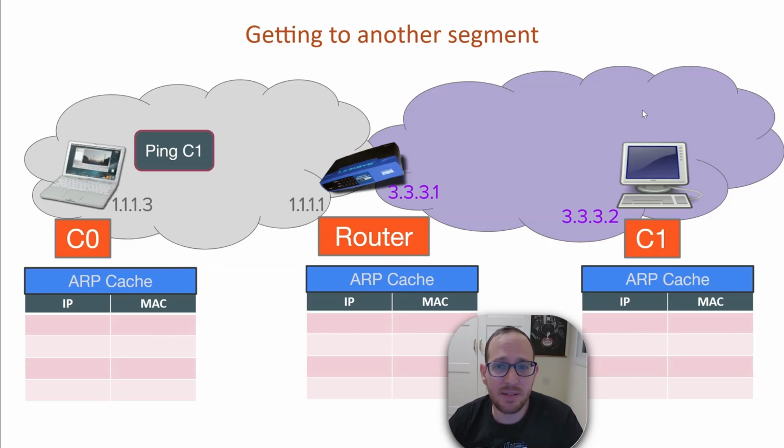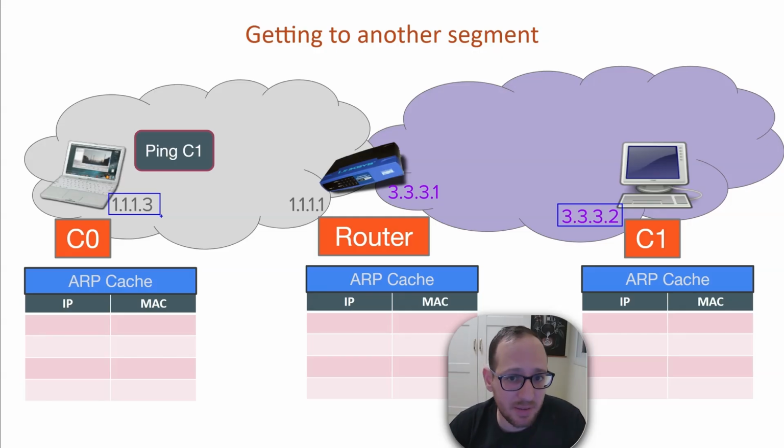And to do that, it asks whether the IP address of C1 resides within the same subnet as C0. The answer is, of course, no. Since it's not the same subnet, the operating system assumes they're not on the same segment, which means C0 would need to route the packet through the router. So the ping packet would have to go first to the router and then to C1.